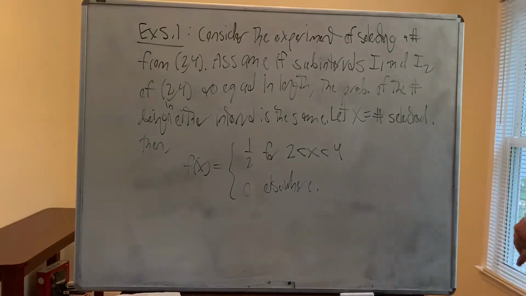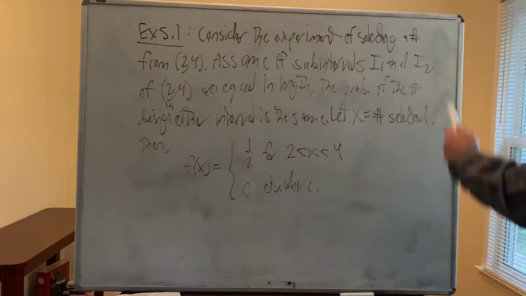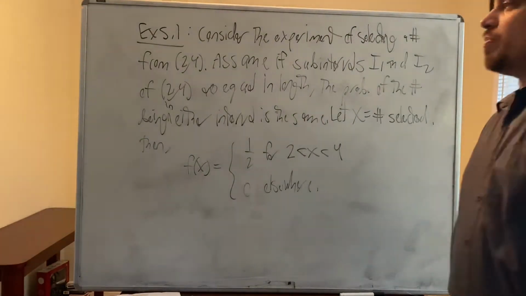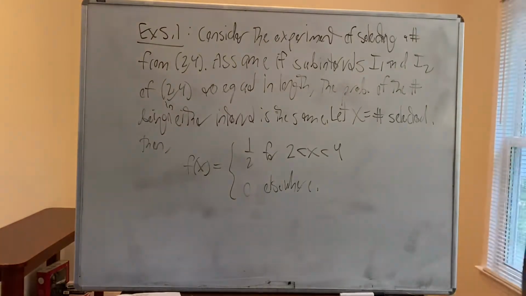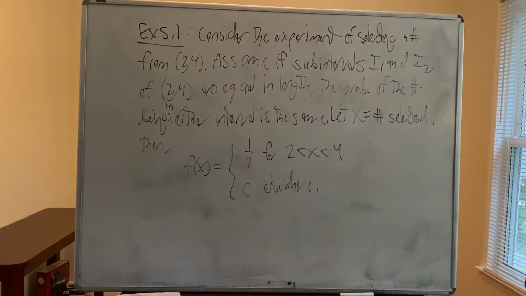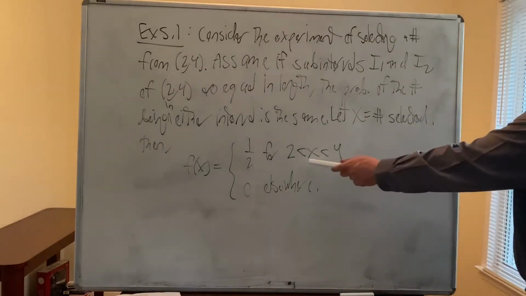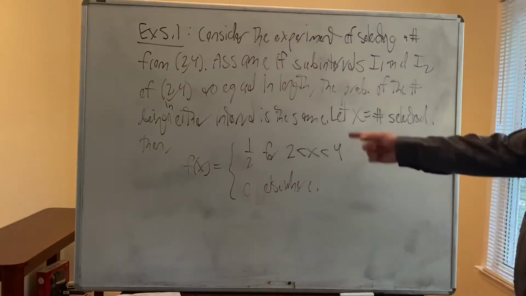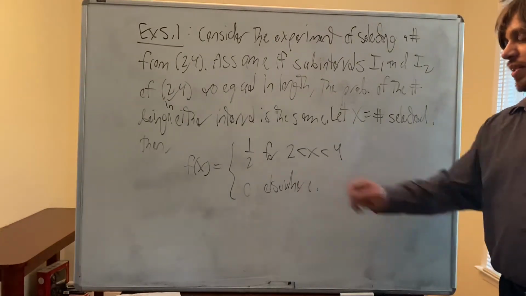Okay, so we have a continuous random variable here again. So consider the experiment of selecting a number from that open interval (2, 4). Assume if subintervals I1 and I2 of that interval are equal in length, the probability of the number being in either interval is the same. Let capital X equal the number selected, then the probability function of x is this: 1/2 if x is in the interval, for x being some fixed number in the interval, 0 elsewhere.